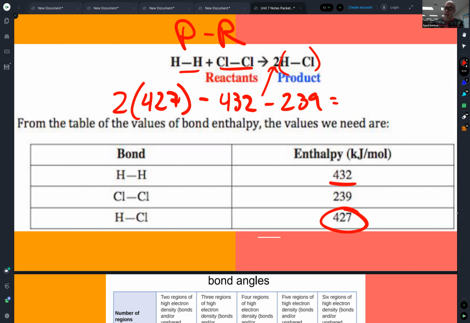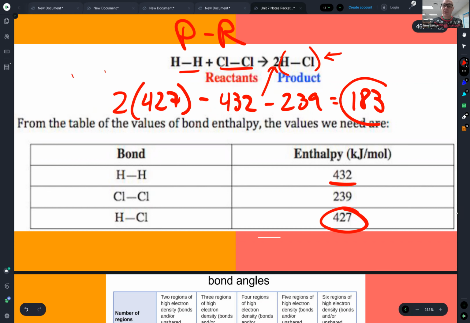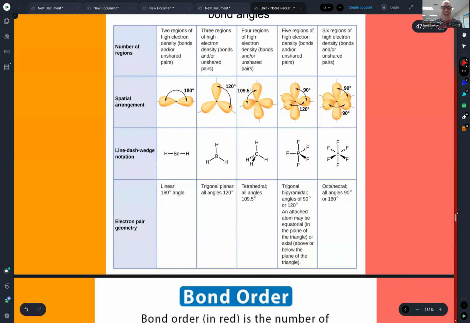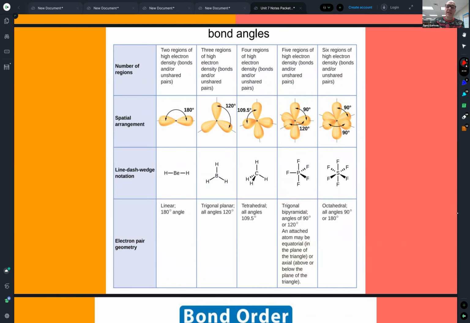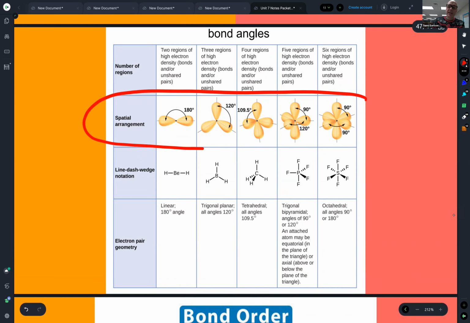So 427 plus 427 minus 432 minus 239. To make this molecule, these 2 molecules of HCl, it's going to require that I add 138 kilojoules of heat. That's how we calculate this. All right, another seemingly unrelated topic are bond angles. So again, not something that you need to memorize yet, but this portion of the table right here is what you would be expected to know.